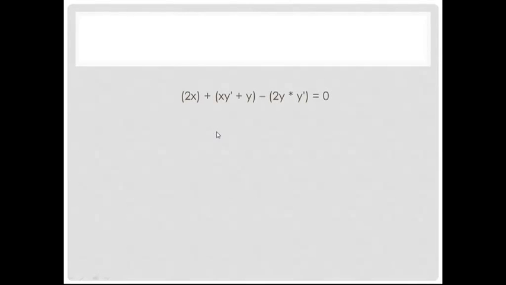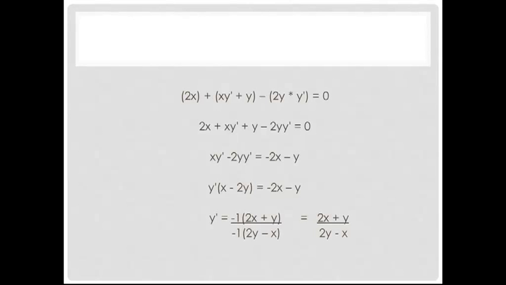So now we simply reduce this by combining like terms and solve for y prime, solve for the derivative. Let's take the parentheses out. That's all pretty straightforward. Now we're going to group. Let's get the y primes on the left, and then pull everything else over to the right. Then we pull the y prime out of the parentheses so that we can divide by x minus 2y, and initially we were left with negative 2x minus y over x minus 2y.